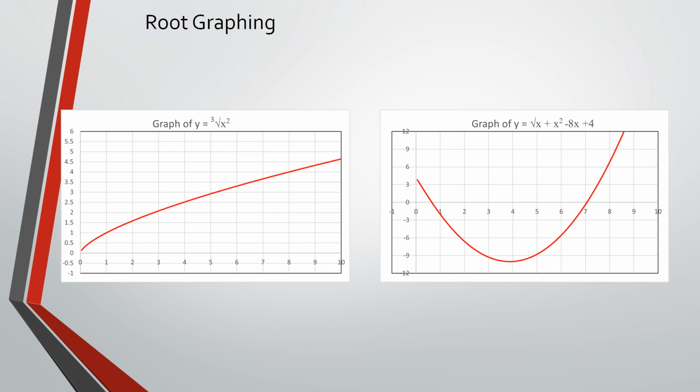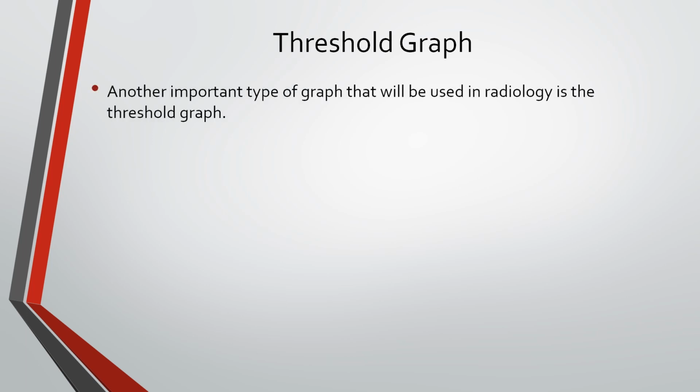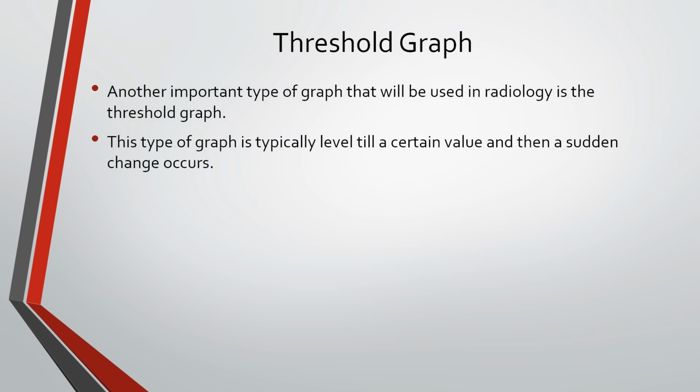We can do some funky stuff here, like always. We can talk about a threshold graph. This comes up in interactions, radio-bio, things like that, when we're talking about electronics. A threshold graph is a graph that is typically level, or just stays at roughly a certain value until a certain point, and then a sudden change occurs.